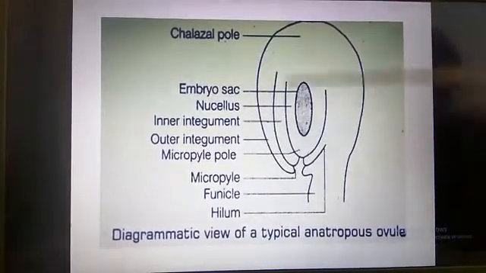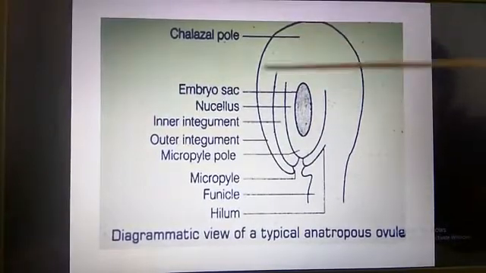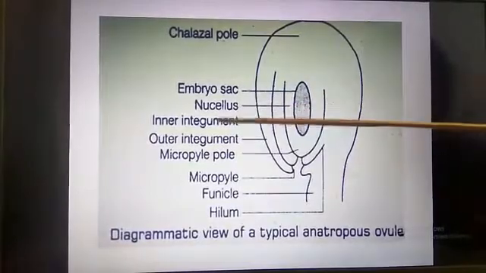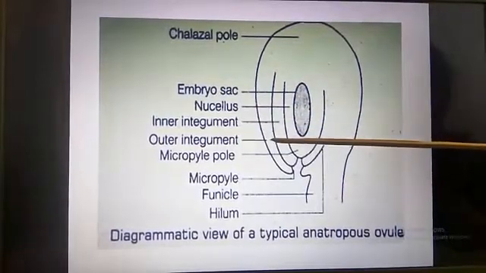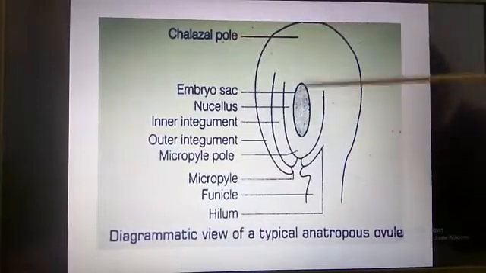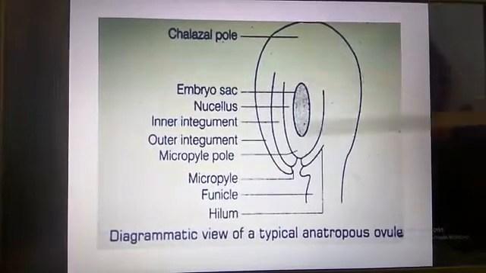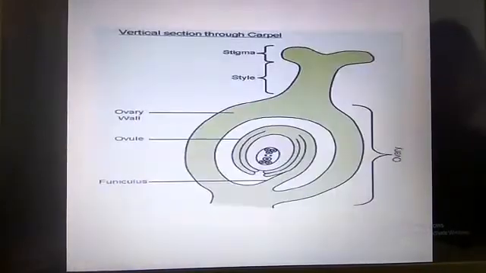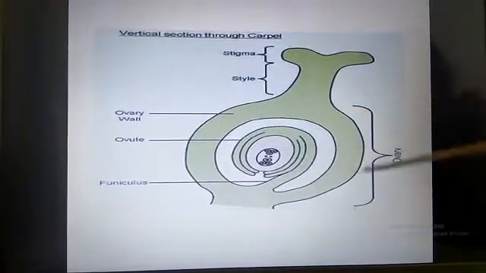The ovule has two protective envelopes called integuments. The first one is the inner integument, and this is the outer integument. Please ignore the embryo sac for a while. The central part of the ovule is occupied by a tissue called nucellus. This is how an anatropous ovule is arranged within the ovary.